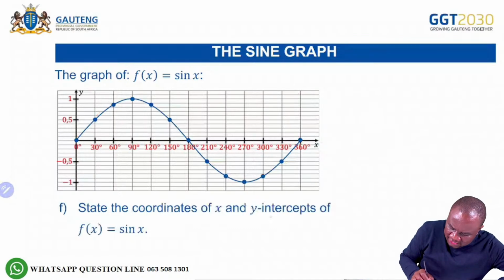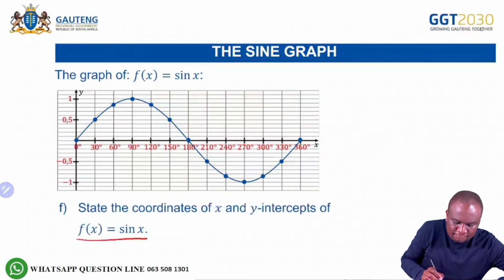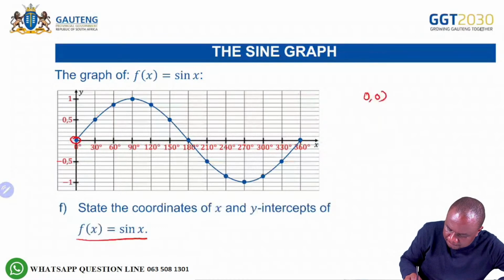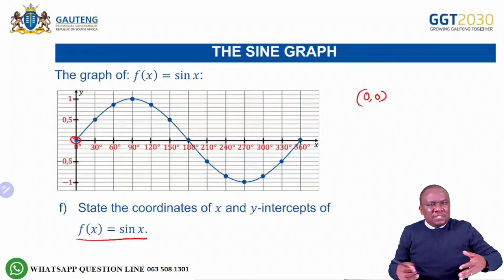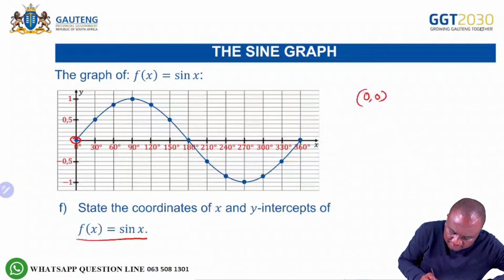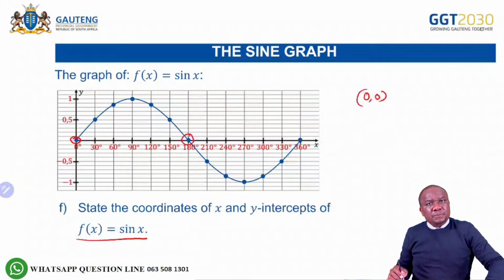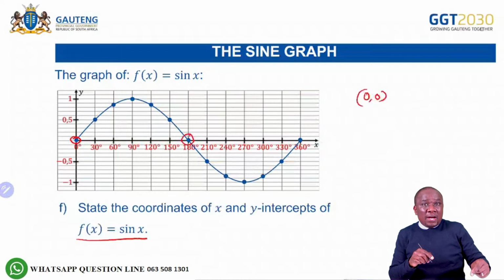Now, the y-intercept for the sine graph is (0, 0). It is at (0, 0), the origin. Please take note of that. The origin is also an x-intercept, so at the origin we have both the x-intercept and the y-intercept. Now, we have another x-intercept there. Remember, at the x-intercept, y is equal to 0.